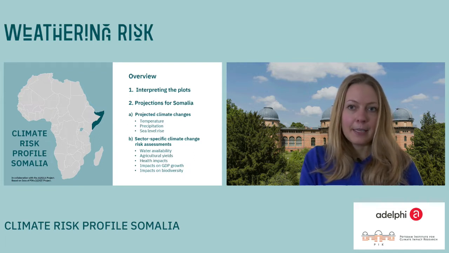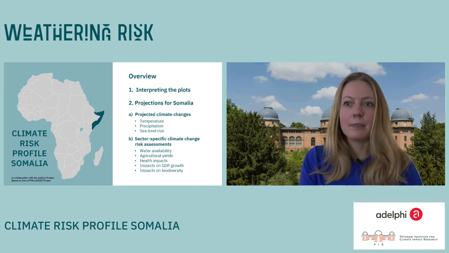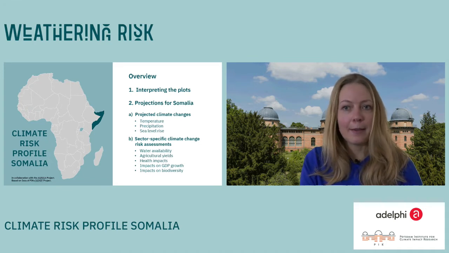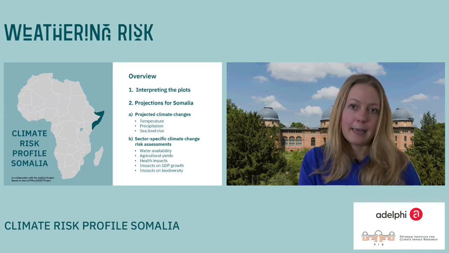ISIMIP stands for the Inter-Sectoral Impact Model Intercomparison Project and is a climate impact modeling initiative which provides data that summarizes current and also future climate change impacts across existing models for different greenhouse gas scenarios.